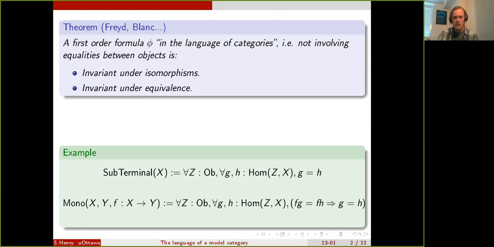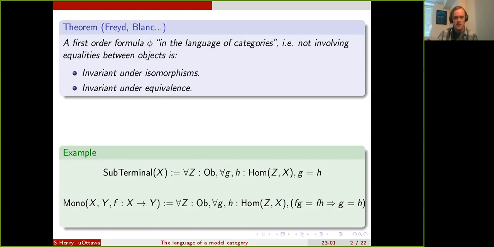And the second example I have is saying that a morphism is a monomorphism. So it has three parameters, two objects and one morphism between them. And it says that every time you have two morphisms from a third object to the domain, then if the composites are equal, then the two morphisms are equal. And you just say that F is a monomorphism.